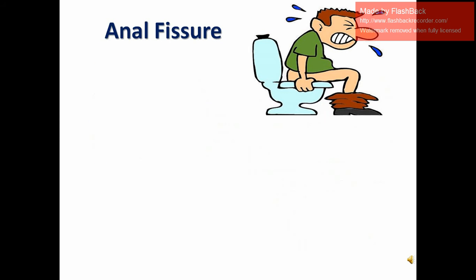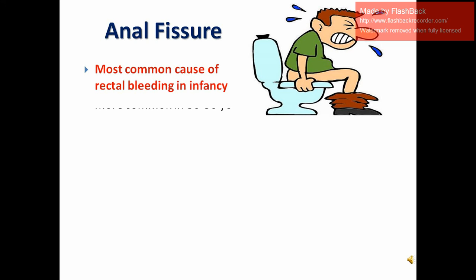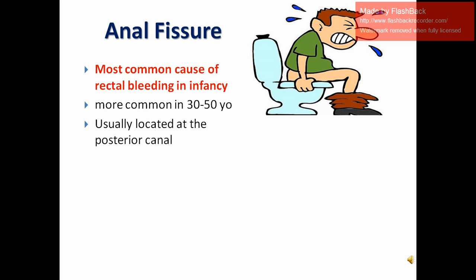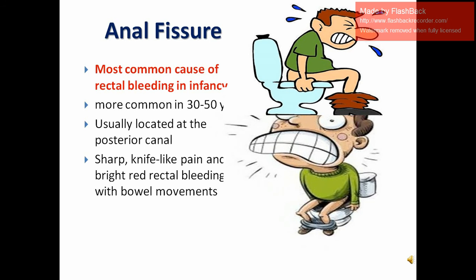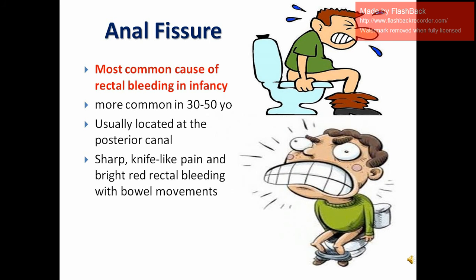The most common cause of rectal bleeding in infancy is anal fissure, but it is more common in 30 to 50 years old. Trauma to the anal canal is usually located at the posterior area. Patient usually complains of sharp, knife-like pain and bright red rectal bleeding with bowel movements.